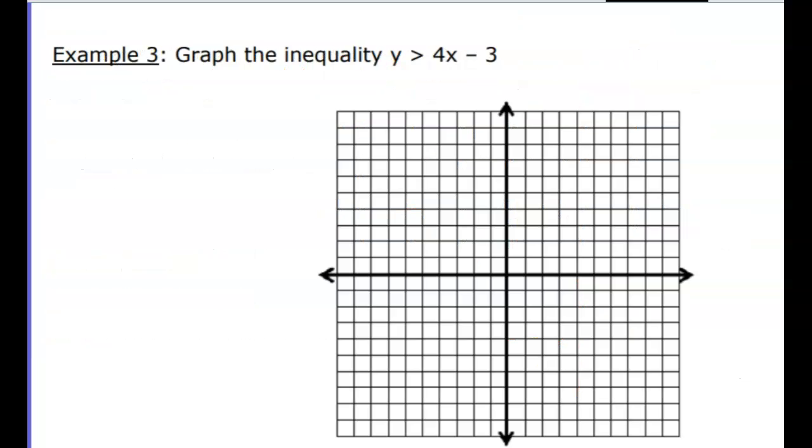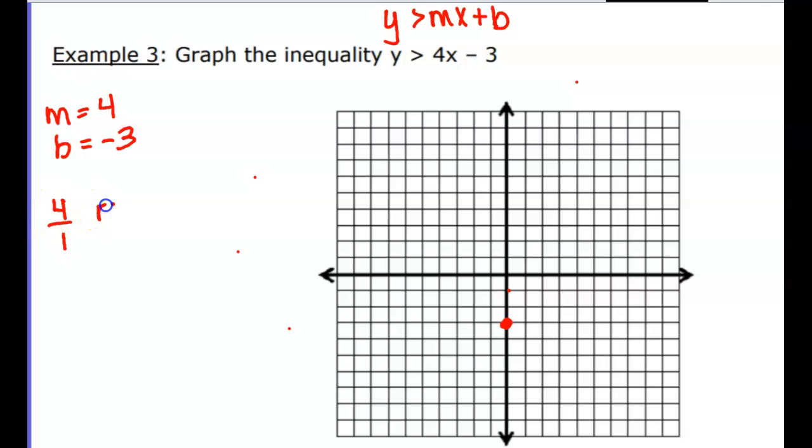All right, our first example is in slope-intercept form. Gotta love that. So think of y is greater than mx plus b. You start out just like when you're graphing a line, identify the slope and the y-intercept. The y-intercept is -3, so this is where I like to graph from. Start at your -3. Your slope is 4, so that's 4 over 1. Remember your rise over your run. So I'm going to start at my y-intercept.